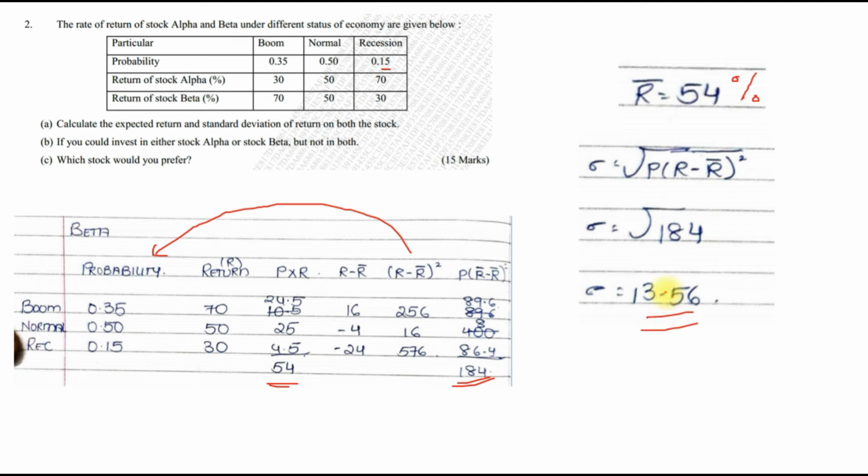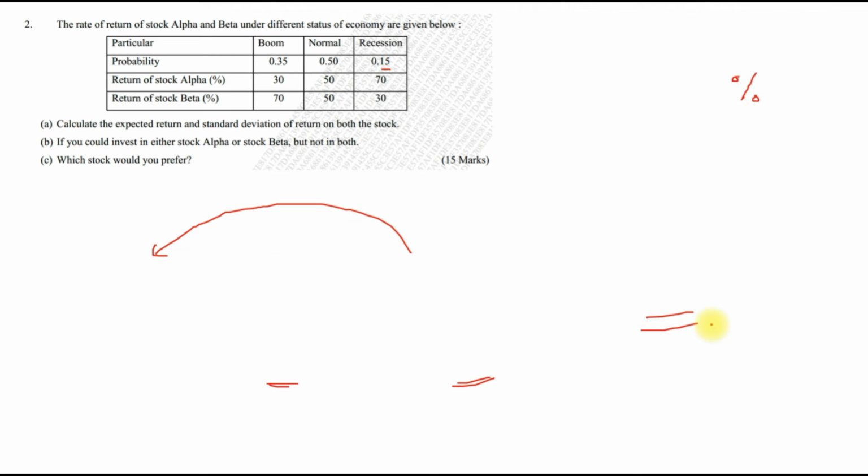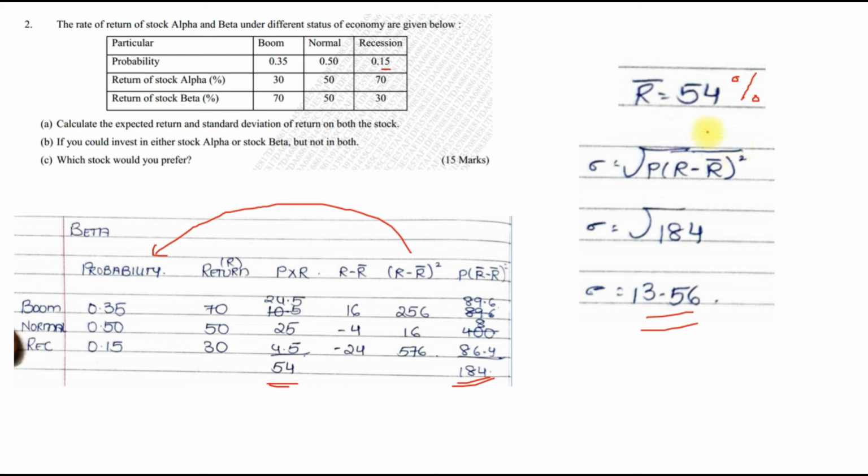Now if you look carefully, in alpha the expected return was 46% and for beta it is 54%. Standard deviation was the same for both. So if you have to invest in only one, we would invest in beta because the expected return is higher and the risk is the same. My final conclusion is that the stock we would prefer to invest in is stock beta. This is how you had to solve this question number 2 for 15 marks. I hope everyone has understood. You just need to remember the formula and the format.